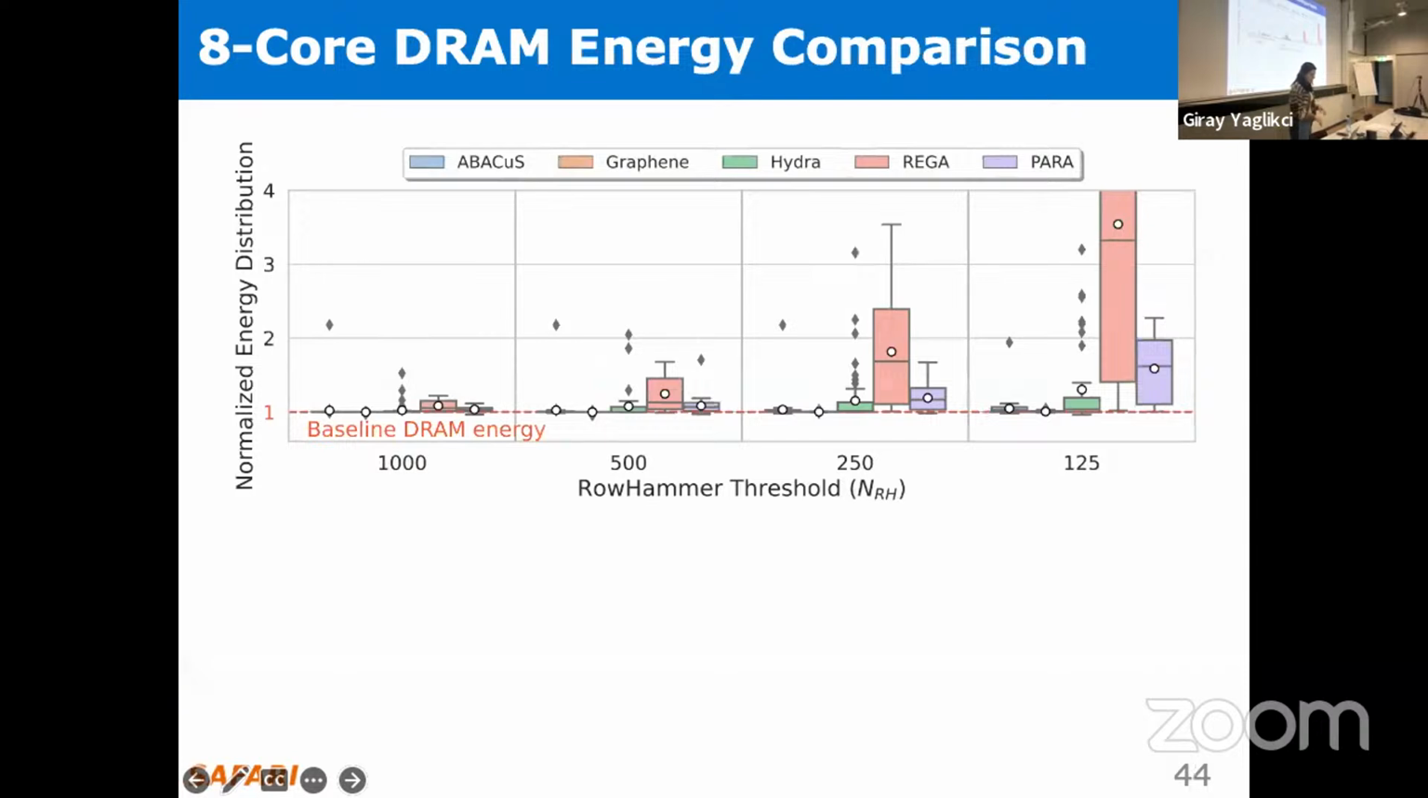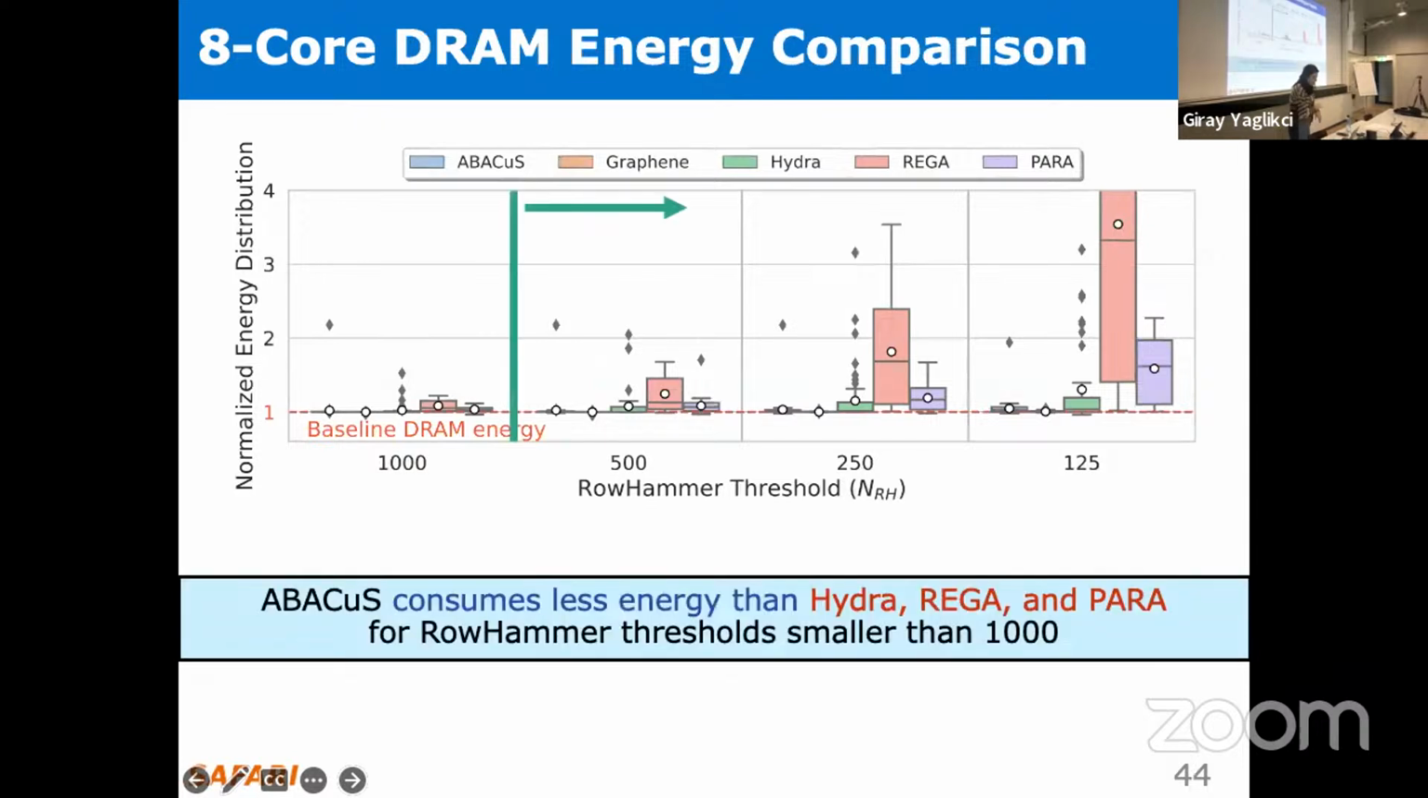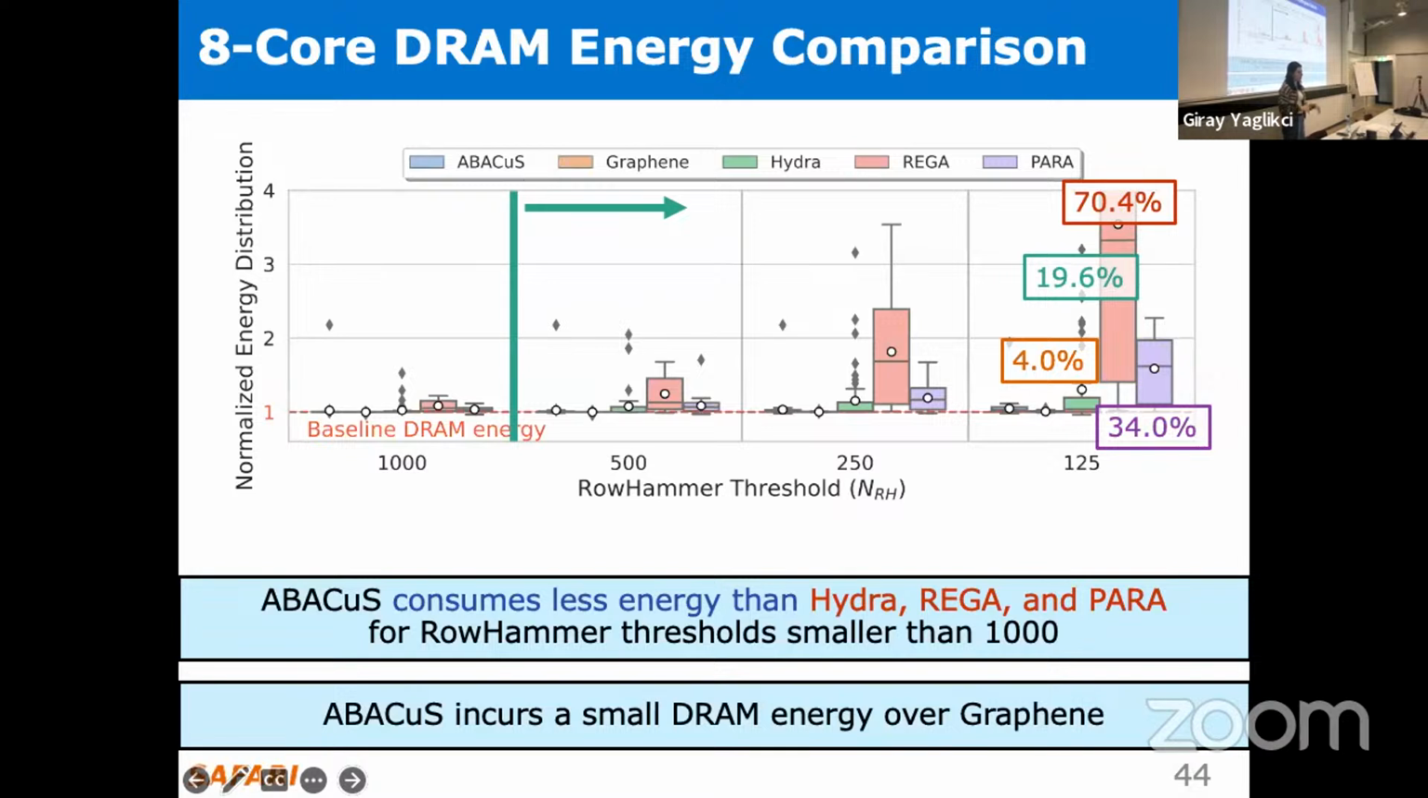Here's the same plot, but for DRAM energy, and we observe that Abacus consumes less energy than Hydra, Rega, and Para at all tested RowHammer thresholds. And for example, Abacus consumes approximately 20%, 70%, and 34% less energy than Hydra, Rega, and Para at a very low RowHammer threshold of 125. And Abacus performs similarly to Graphene in terms of DRAM energy. That is only 4% higher at the lowest RowHammer threshold that we tested.